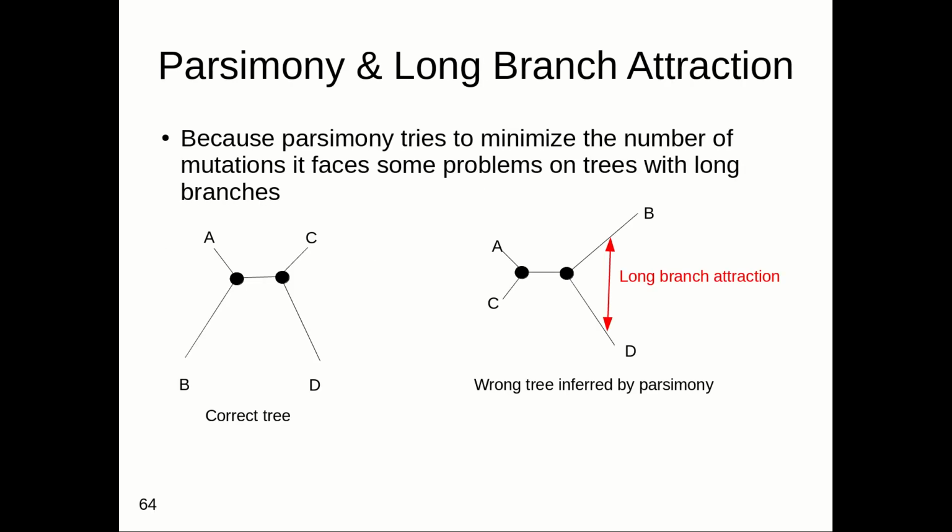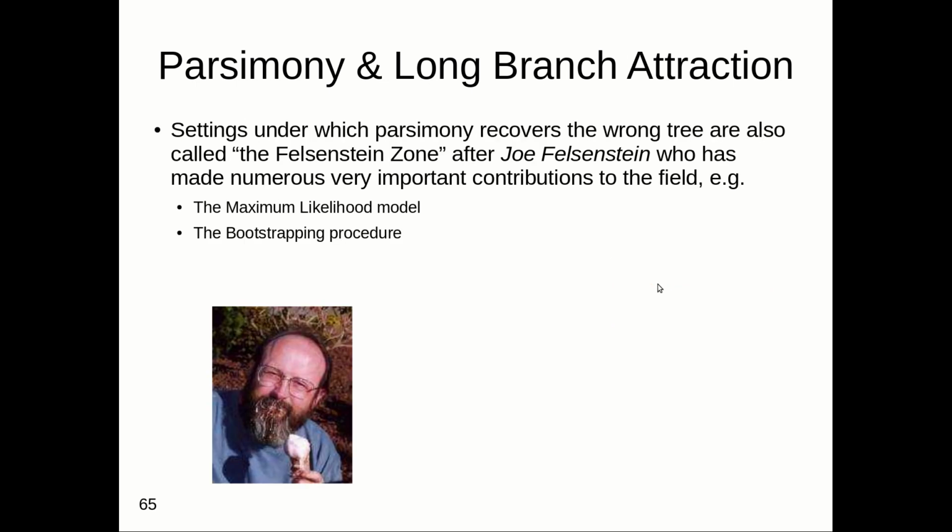Okay, then now here's the classic transition to maximum likelihood, or why we actually need maximum likelihood. Because parsimony tries to minimize the number of mutations on the tree, it faces some problems on trees with long branches, right? So this on the left-hand side would be the correct tree, and this tree on the right-hand side would be the incorrect tree as inferred by parsimony, and this is due to this long branch attraction effect, which can be somehow alleviated by maximum likelihood.